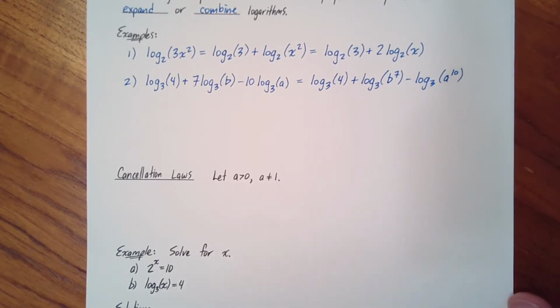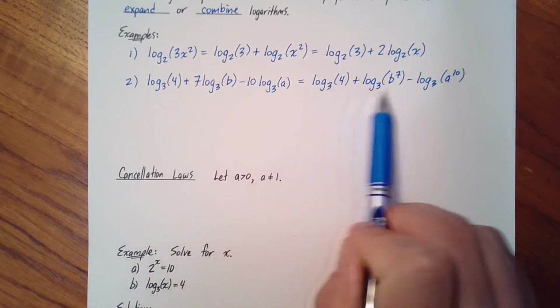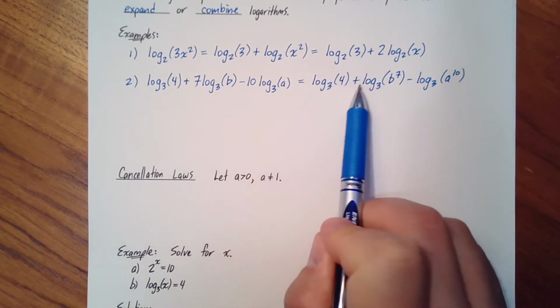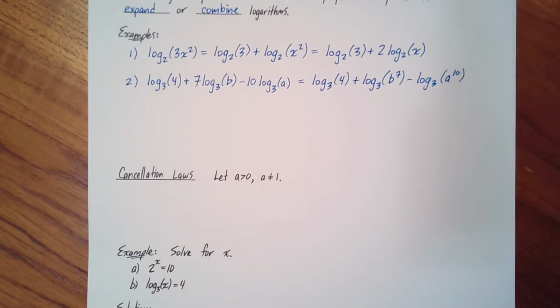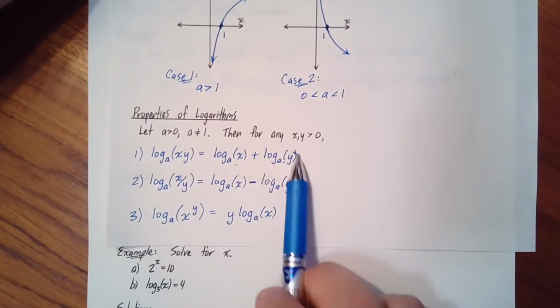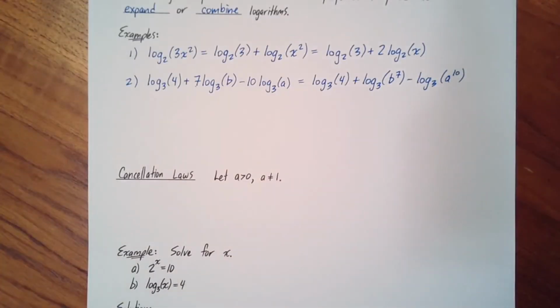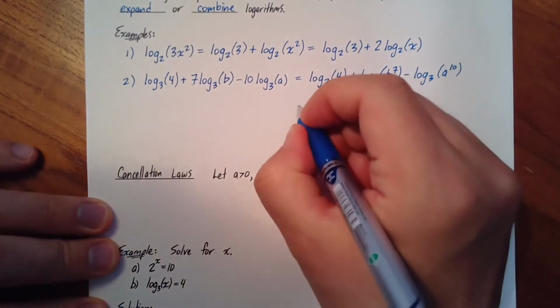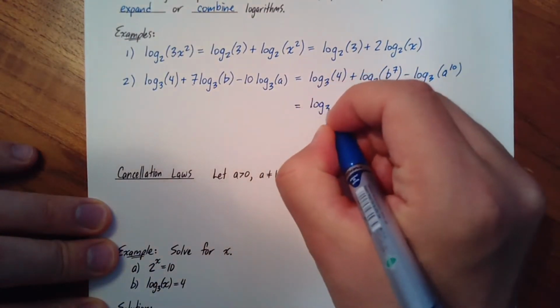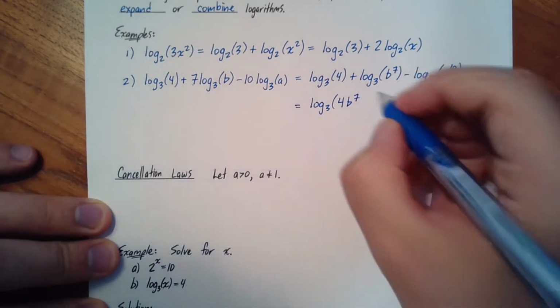Do this carefully. We'll just apply one property at a time. Let's look at the first two terms. We have the sum of two logs. We have log base 3 of 4 plus log base 3 of b to the 7. And now we're going to apply the first property. We essentially have something of this form, and we're going to turn it into something of this form. Okay, so we're going to write this as log base 3 of 4 times b to the 7.